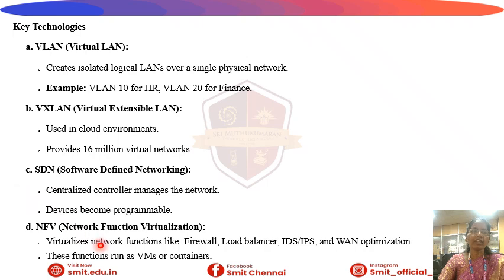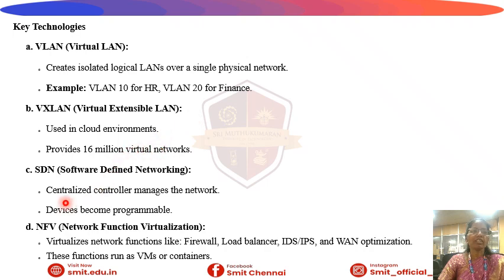Then what are the key technologies for network virtualization? VLAN creates isolated logical LANs over a single physical network. Example: VLAN 10 for HR, VLAN 20 for finance. Second one, Virtual Extensible Local Area Network, that is VXLAN. It is used in cloud environments. It provides 16 million virtual networks.